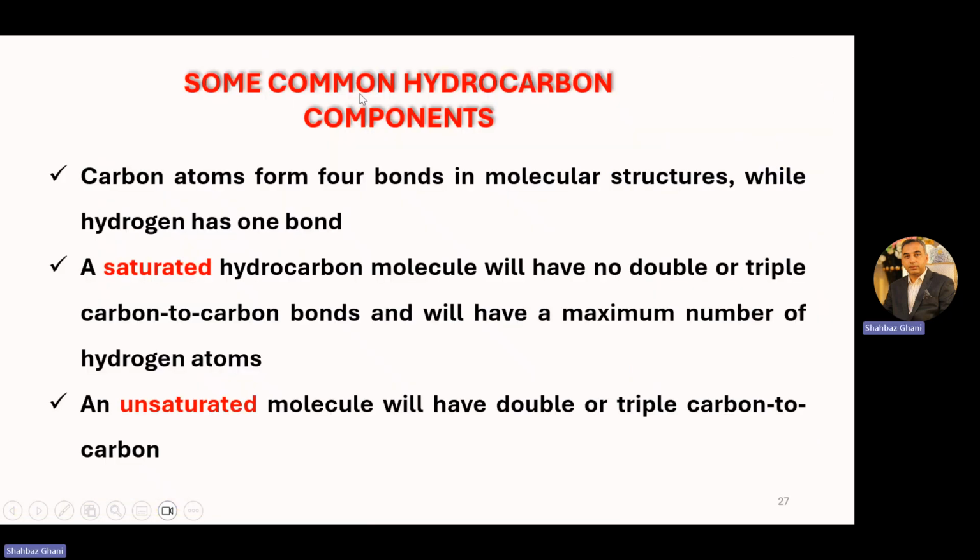Now, some common hydrocarbons which we use in practice. Carbon atoms form four bonds in a molecular structure, while hydrogen has one bond. A saturated hydrocarbon molecule will have no double or triple carbon to carbon bonds and will have the maximum number of hydrogen atoms. An unsaturated molecule will have double or triple carbon to carbon bonds.